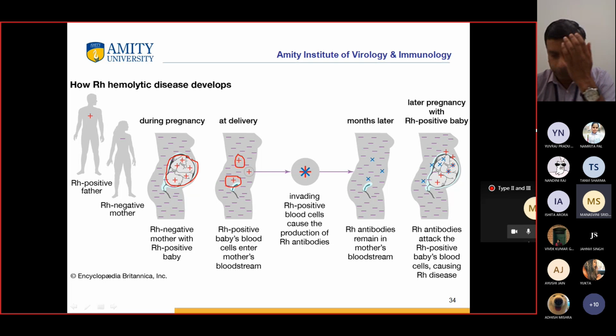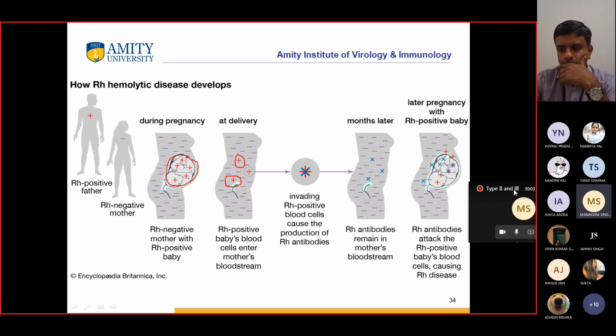Then let's say months later, if there's another pregnancy with another Rh positive baby, then it poses a threat because the memory cells will remember the Rh positive RBCs as a foreign antigen, and because of that they will attack the blood and destroy the RBCs. That will result in anemia, and in some cases it can also result in brain damage, because the free hemoglobin will be converted to bilirubin, and that will accumulate in the brain.